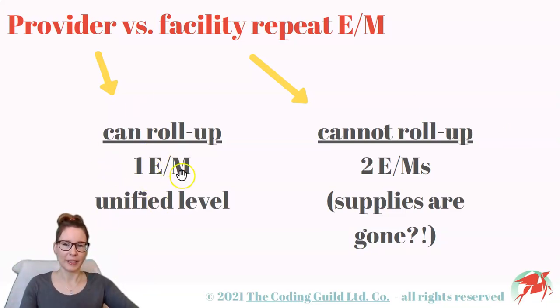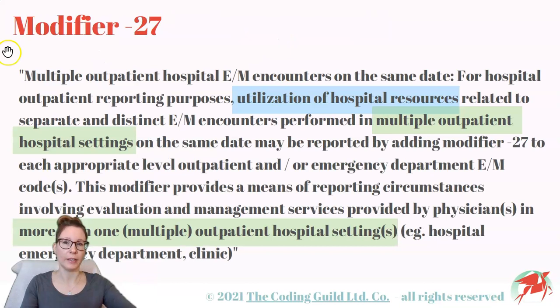But the facility can't really do this because once the patient leaves after their first visit, the facility's resources are gone for good. When the patient returns with the same problem on the same date of service, the facility is none the wiser. It cannot build on previous visits because it cannot give the patient back the used room, the used bedsheet, the used gown, the used everything. And here is where modifier 27 comes in.